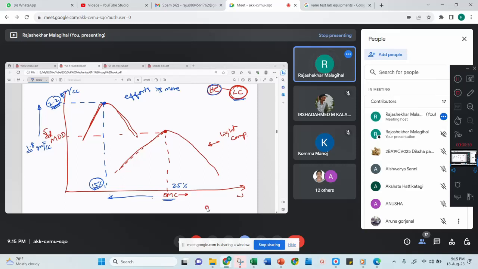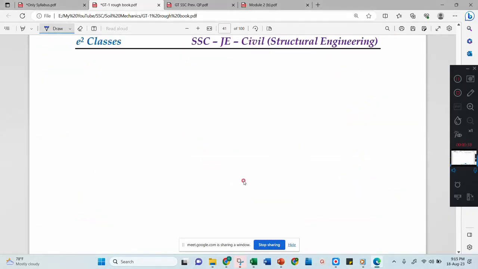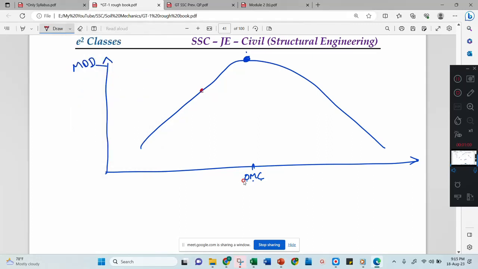No doubt? Okay. Now we have one more concept here that might give you a doubt. Whether it is light compaction or heavy compaction, your graph is something like this. This is called the maximum dry density, MDD, and the corresponding water content is your OMC, the optimum moisture content. Now if I consider one particular point other than this optimum point, I will give some values so that you can understand. Let us consider this is your 1.8, and below that this is your 1.5.